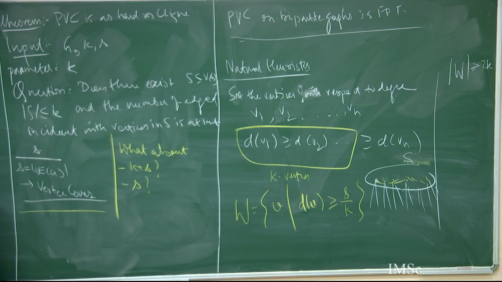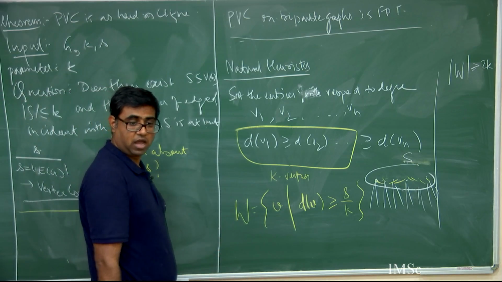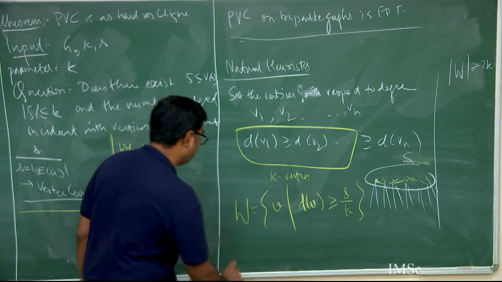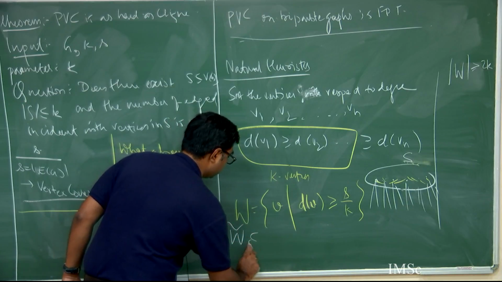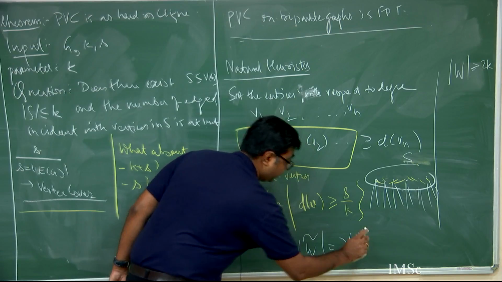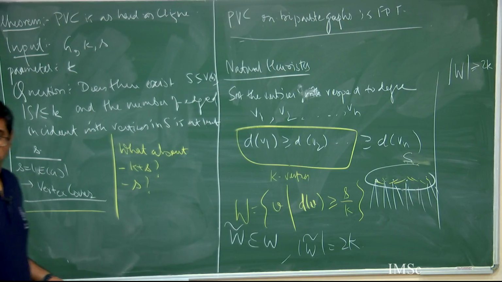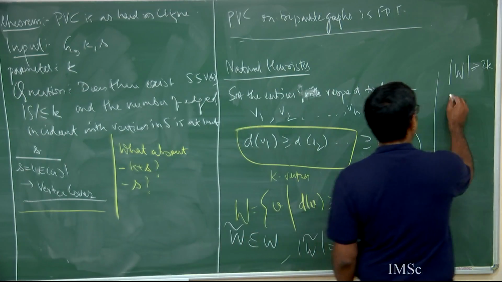No, I am looking only for a solution of size k. I am not looking for a solution of size 2k. So even if W is too large, I just pick up 2k vertices. Let W tilde, a subset of W, be of size exactly 2k. At least k vertices are in one partition. And that's the answer. Look at the graph induced on W tilde.